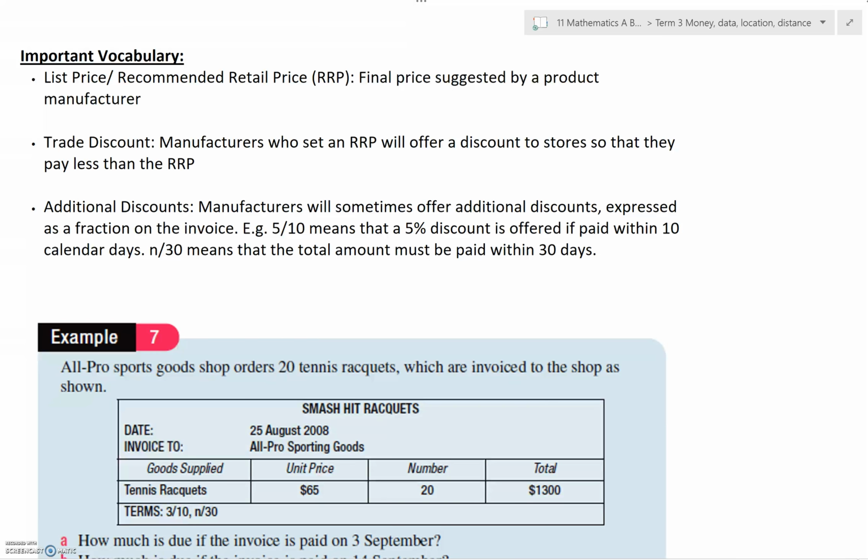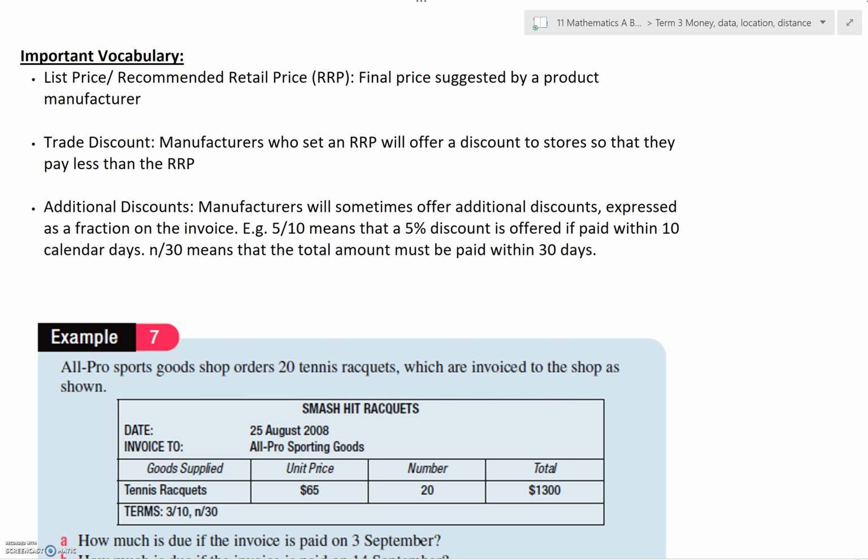So that's what trade discount is, because you're in the trade of selling whatever that product is. There are other discounts that are often offered to make it even more attractive for different things. Often a manufacturer will offer another discount, and it's often expressed as a fraction on the invoice, and we'll go through what those mean in a minute. And it's a discount so that they get paid quickly, for example.